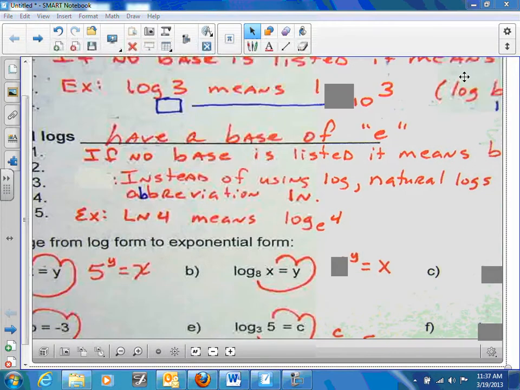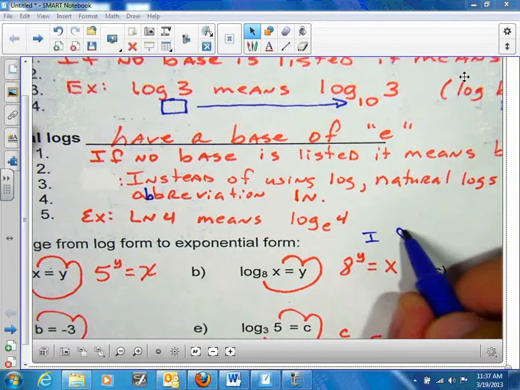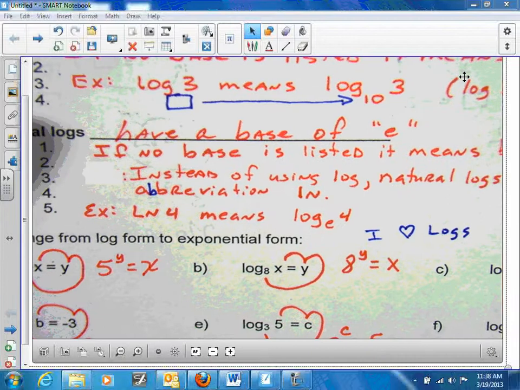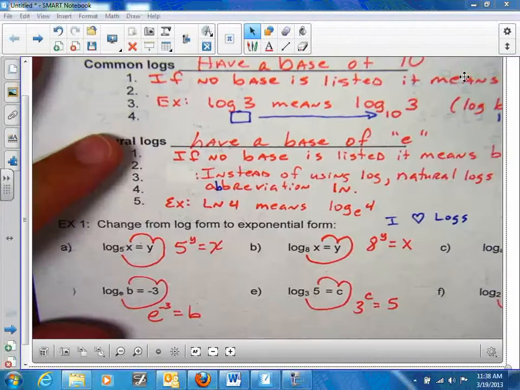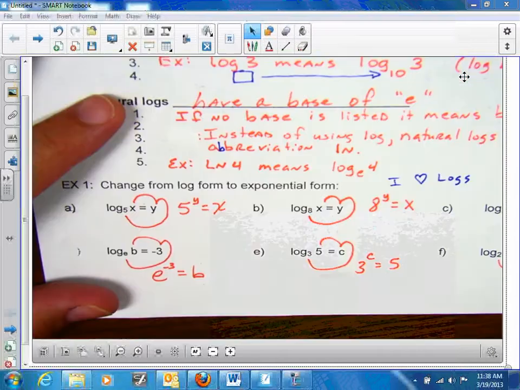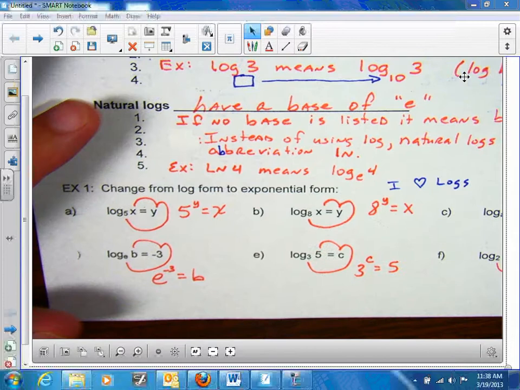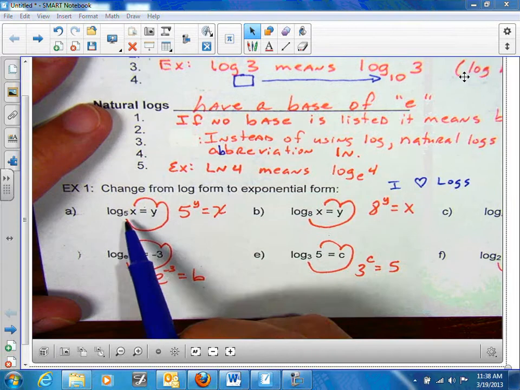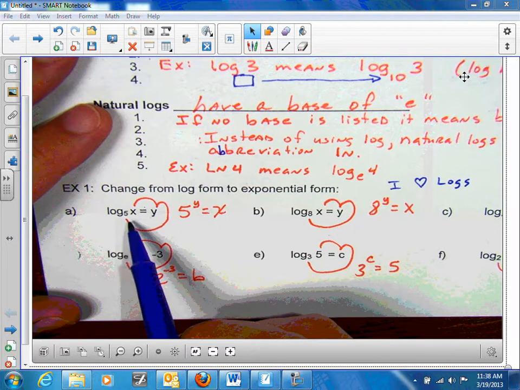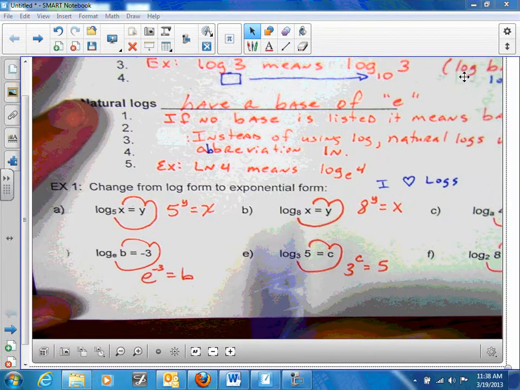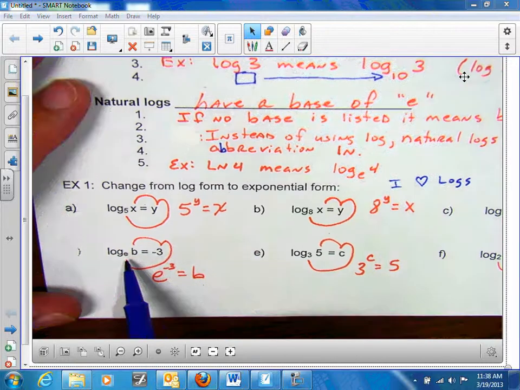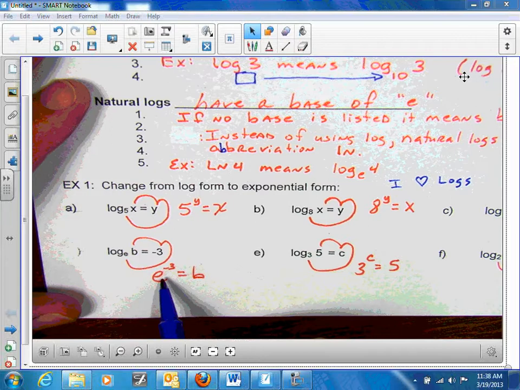So quickly, as we explained earlier, I'm going to do my little heart on logs. I'm going to do that for every single one of these. And notice, even though I'm the teacher, I still want to make sure that I'm doing it correctly. So I did a heart for every single one of these, even if there's a base or not. So base 5, so it's log base 5 of x equals y. So 5 to the y power equals x. Down here, this is a base e, so that's really a natural log. So this is e to the negative 3 power is equal to b.